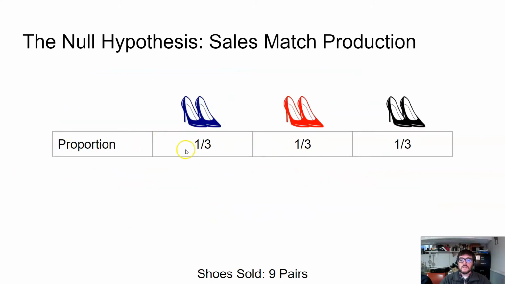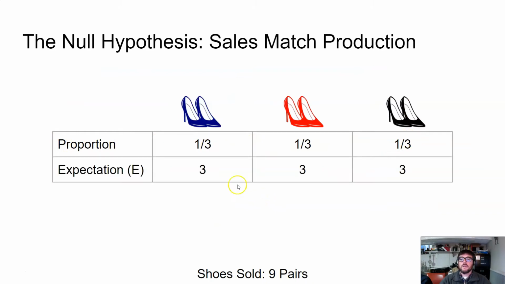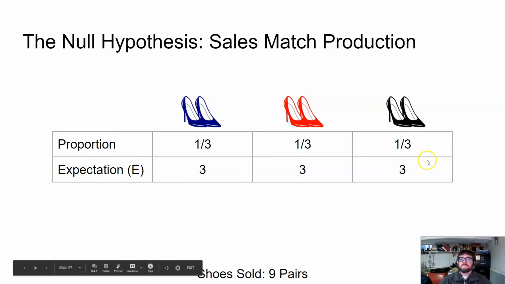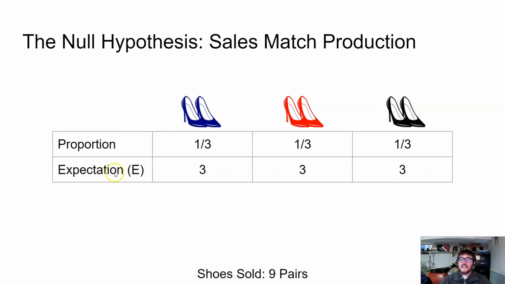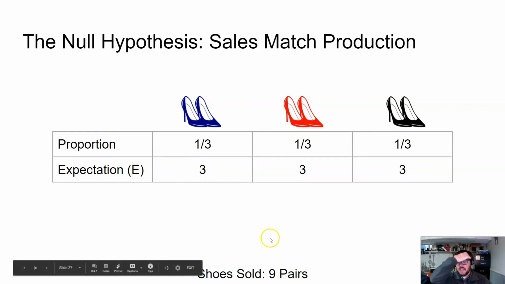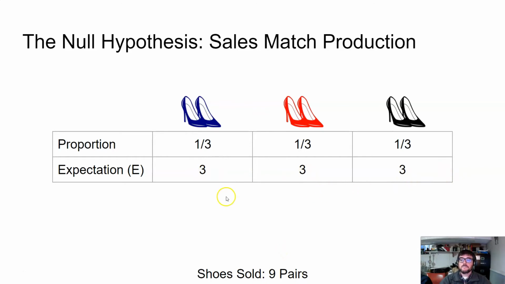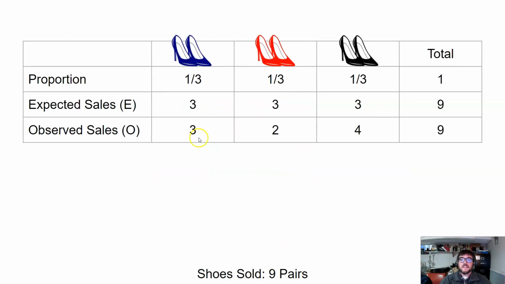So our expected proportions are 1/3 each. We multiply it by how many shoes we saw, and since there were 9 shoes, that's 3 each. So that's our expectation. Now one thing that's important to know is that the expectation doesn't have to be a whole number. If we sold 10 pairs, then the expectation here would be 3 1/3, 3 1/3, 3 1/3. That's okay. Our observed sales do have to be whole numbers though, right? Because we're counting how many individuals. So we've got 3 blue, 2 red, and 4 black. Notice that these totals are equal.